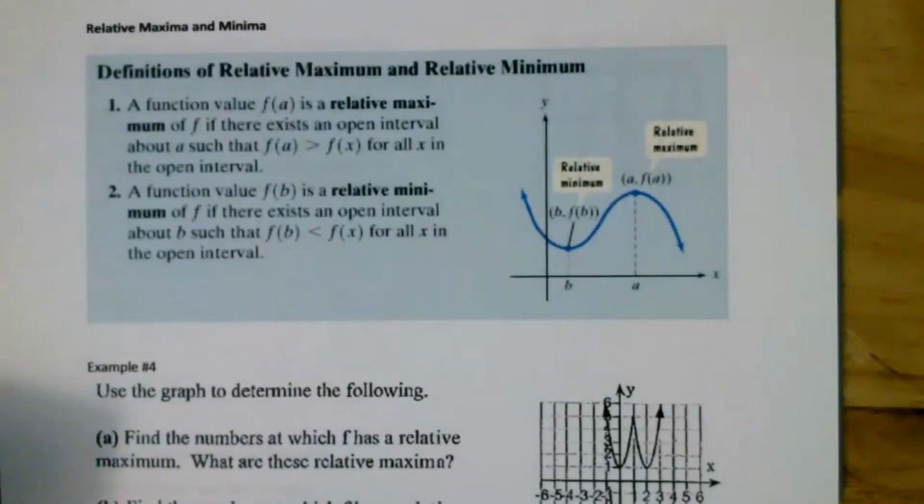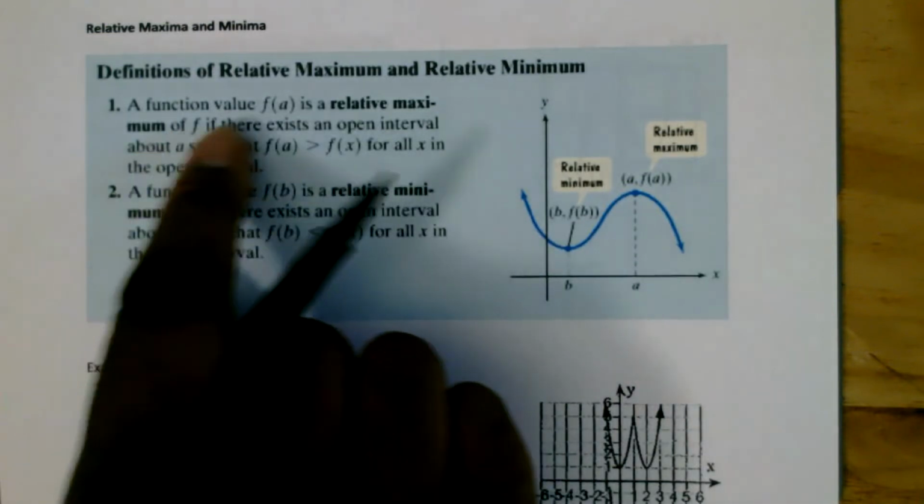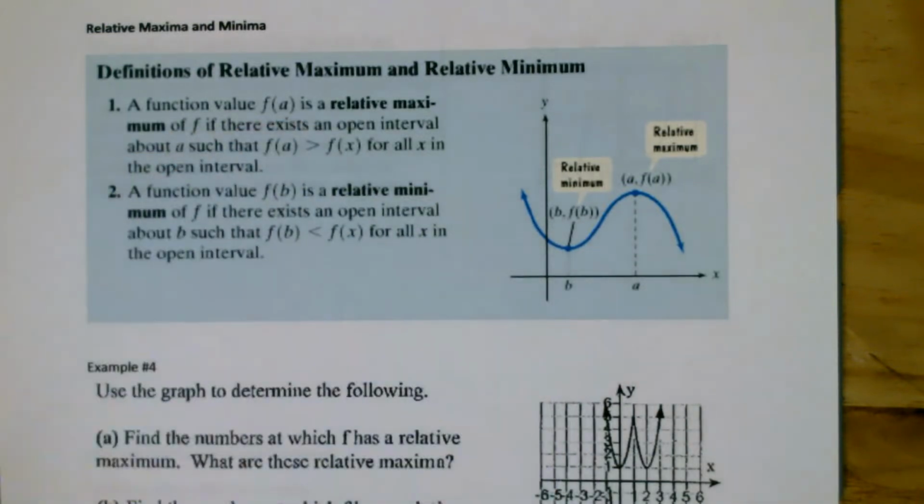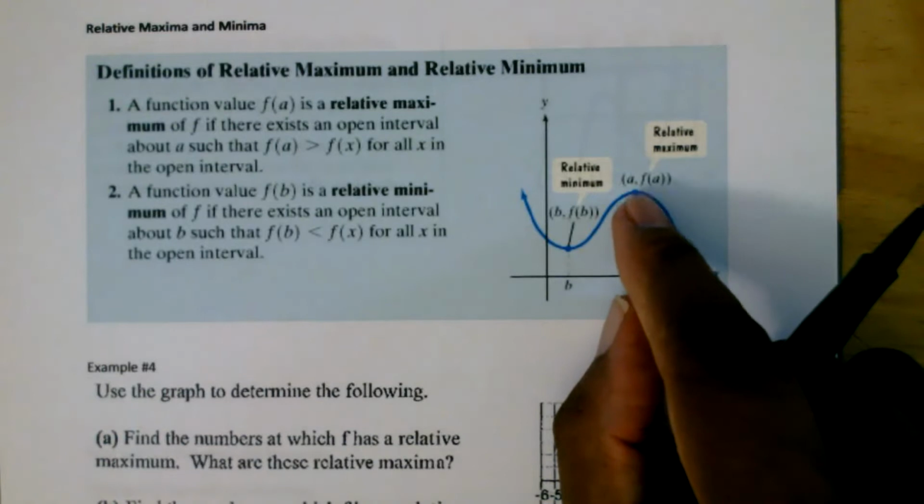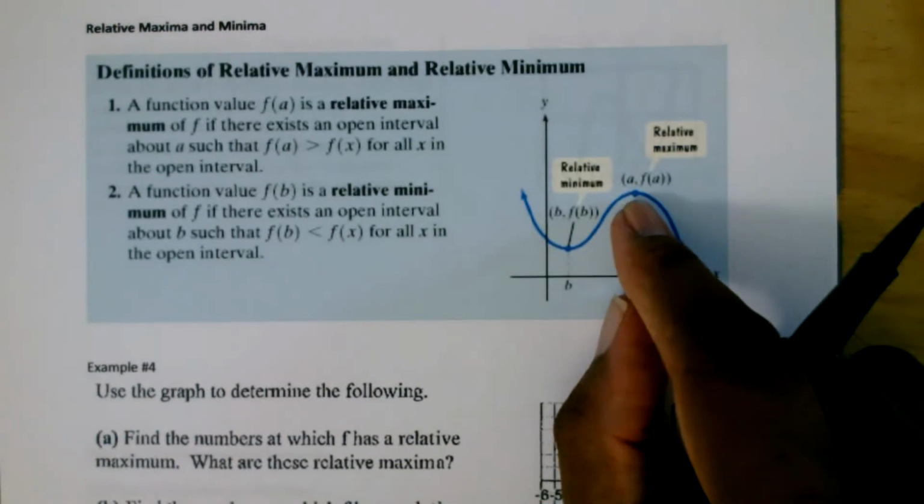All right, next we'll look at relative maxima and relative minima. Now, these are just the formal definitions of relative maximum and relative minimum. A function value f of a is a relative maximum of f if there exists an open interval about a such that f of a is greater than f of x for all x in that open interval. So here, this is your relative maximum. In other words, that's going to be the y value at a peak.